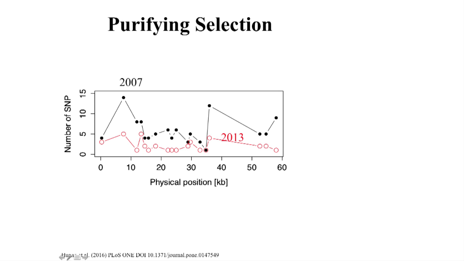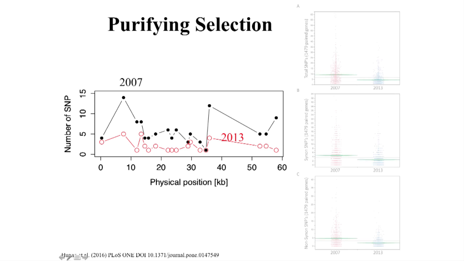Here is an example of contig 1. The x-axis is the physical position from 0 kb to 50 kb of the first contig, the longest contig of the assembly. The y-axis is the number of SNPs for each open reading frame. The black dot is the number of SNPs we found in 2007, and the red circle is the number we found in 2013. It suggests that for every open reading frame, the number of SNPs is reducing. They are losing diversity.